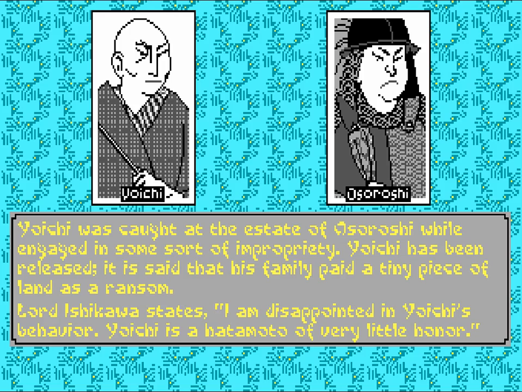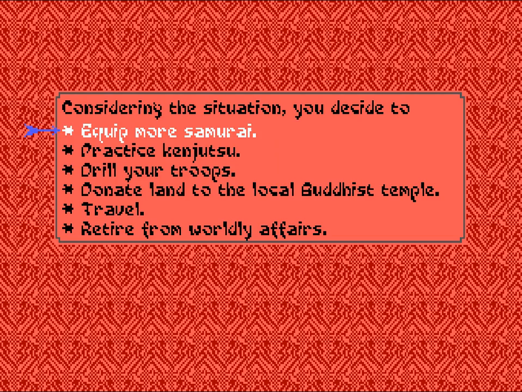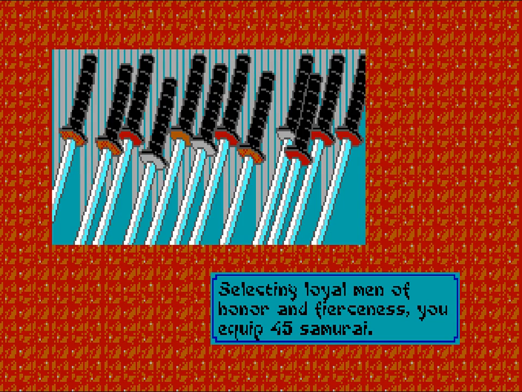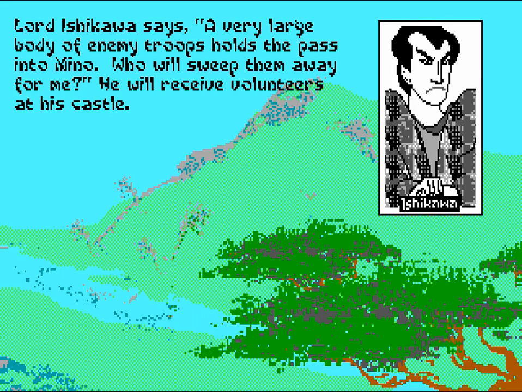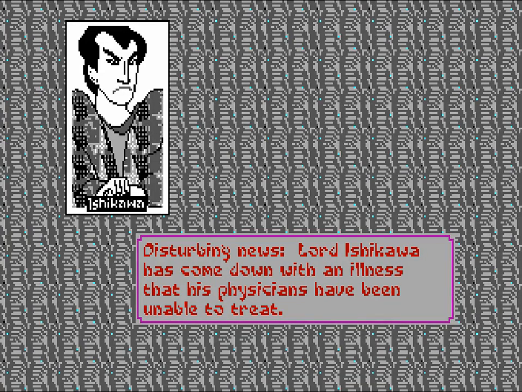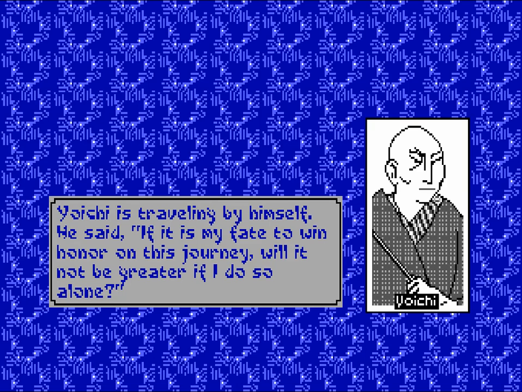Yoichi, what are you up to this time? I was still equipping 45 samurai. I mean, way back in the day, we could only have 80 men, so 45, that's quite a few. Our armies are only going to get bigger, though, as time goes on. Who will sweep them away from me? That's funny. And Lord Ishikawa is not doing so well.